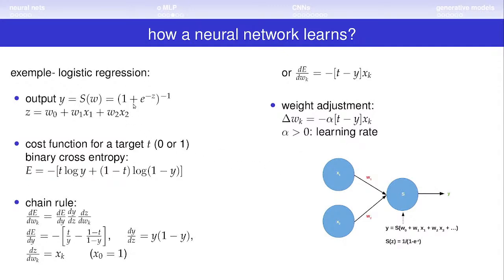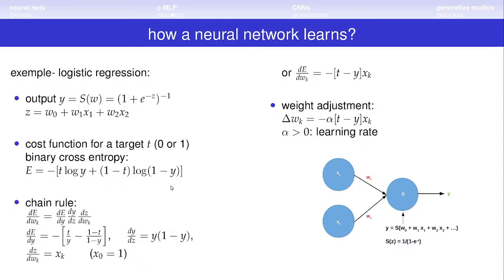Let's see how it works with logistic regression. The output, as we have seen, is given by this expression. The cost function for a binary classification problem is the binary cross entropy that can be written in this way. T is the target. In the training set, we know whether an object is a star, 0, or a galaxy, 1. And y is the output of the logistic regression. So we can estimate the error of the classification of a given object in the training set using the binary cross entropy that is defined by this expression here.